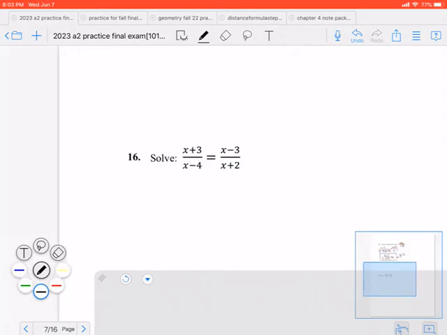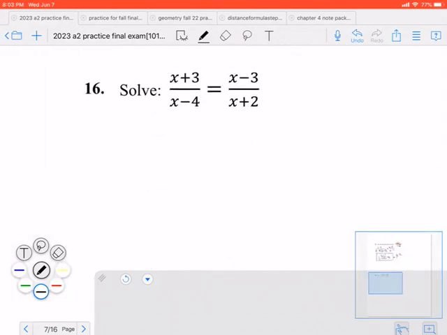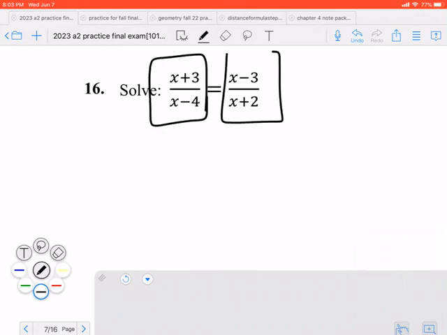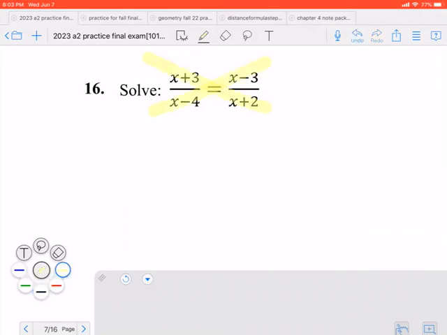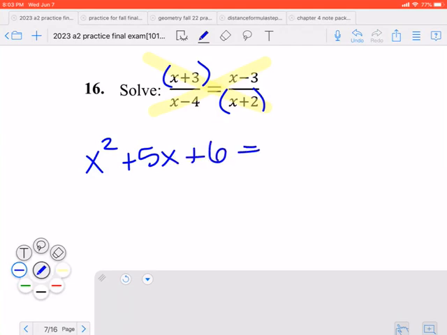Number 16, fraction equals a fraction. When it's just a single fraction equals a single fraction, we can cross multiply. So when I multiply x plus 3 times x plus 2, I'm going to FOIL that out. X squared, outside is 2x, inside is 3x for a 5x. 3 times 2 is 6.